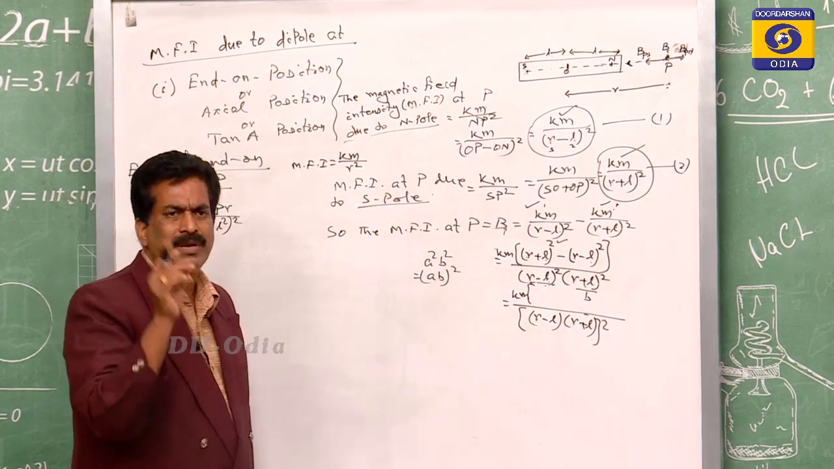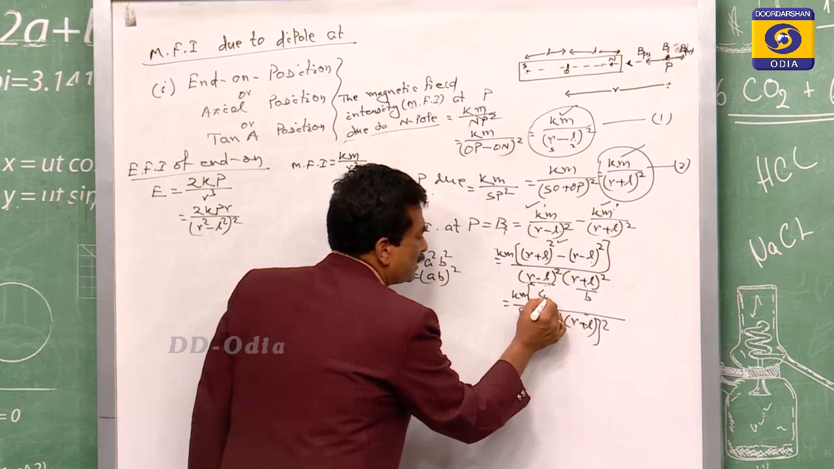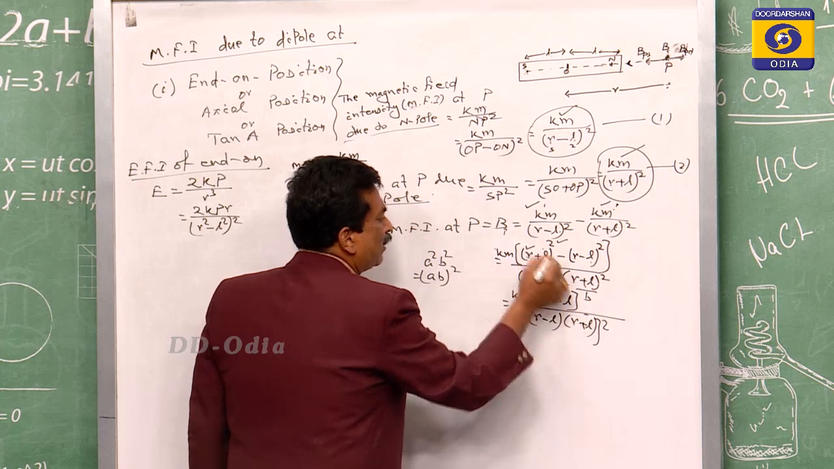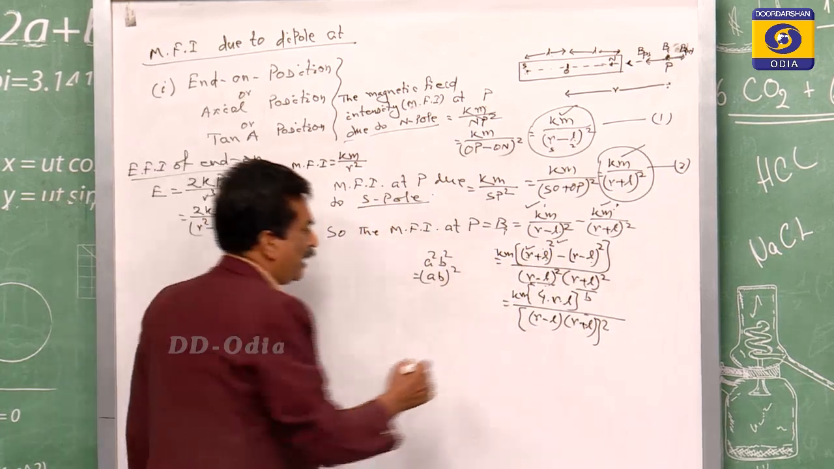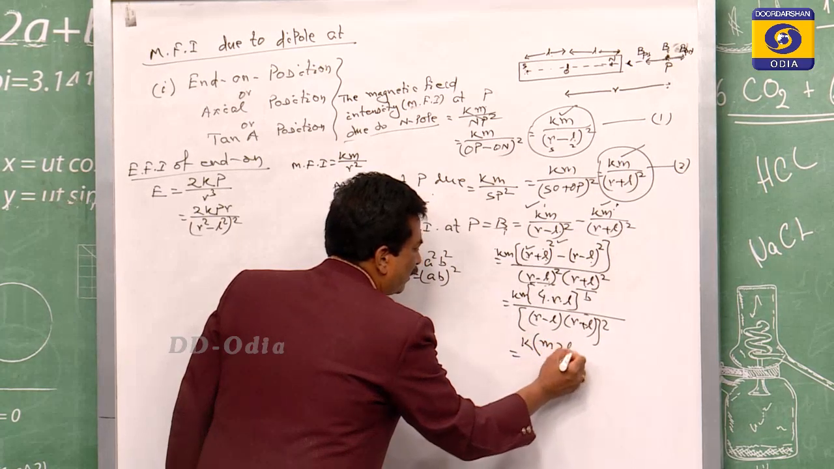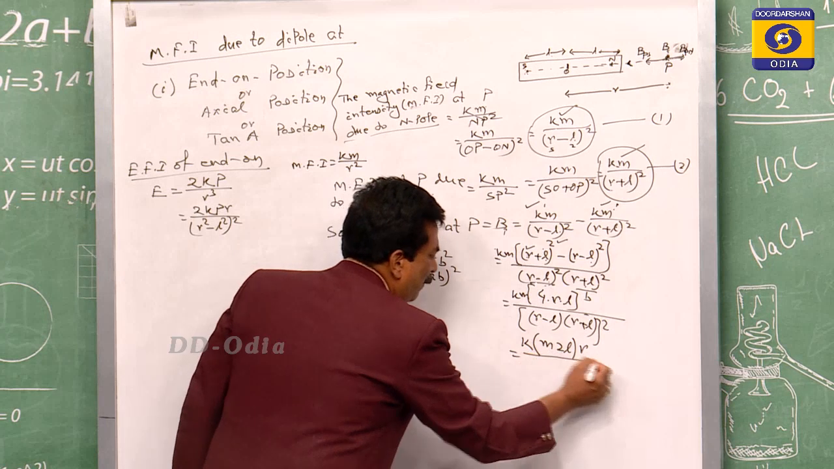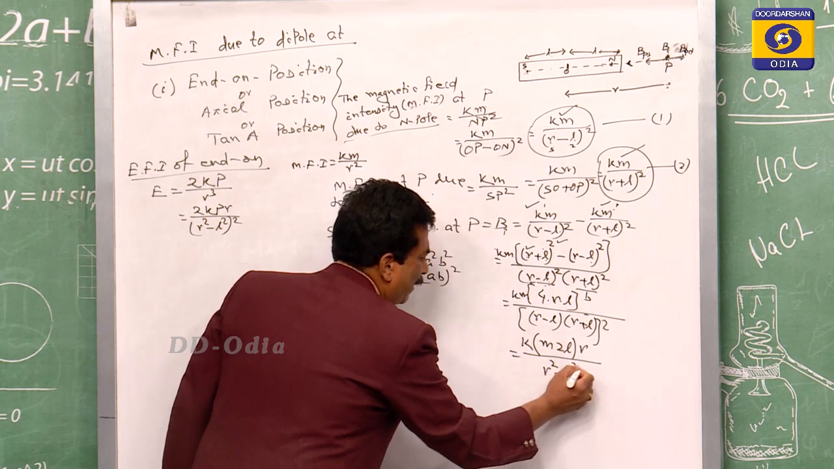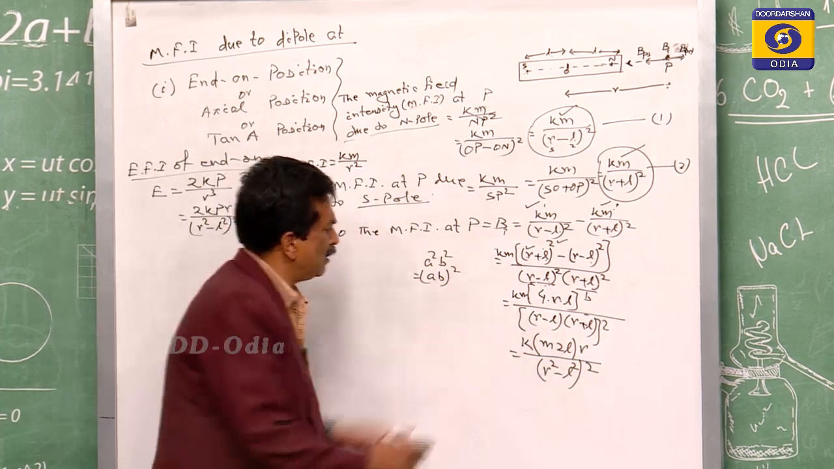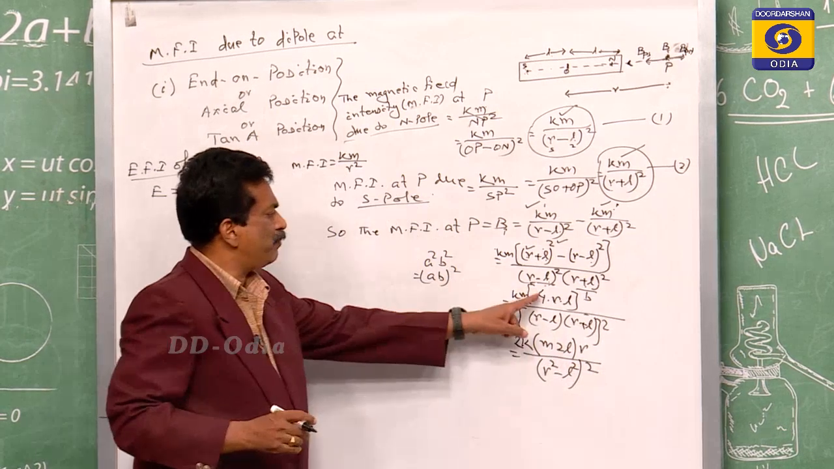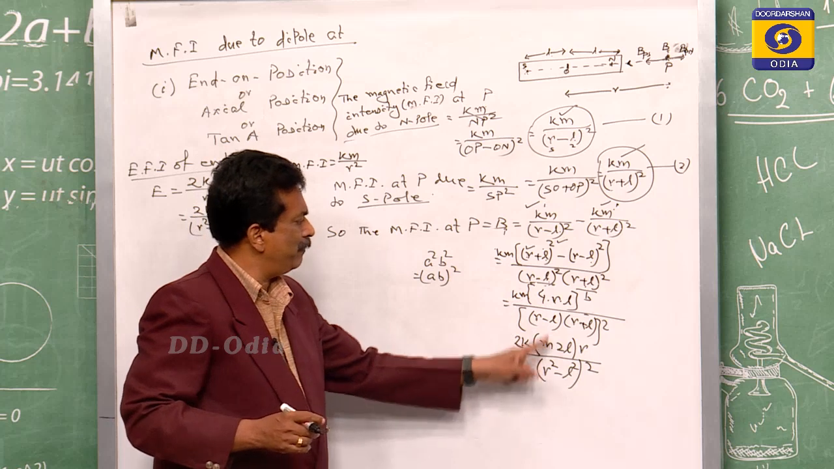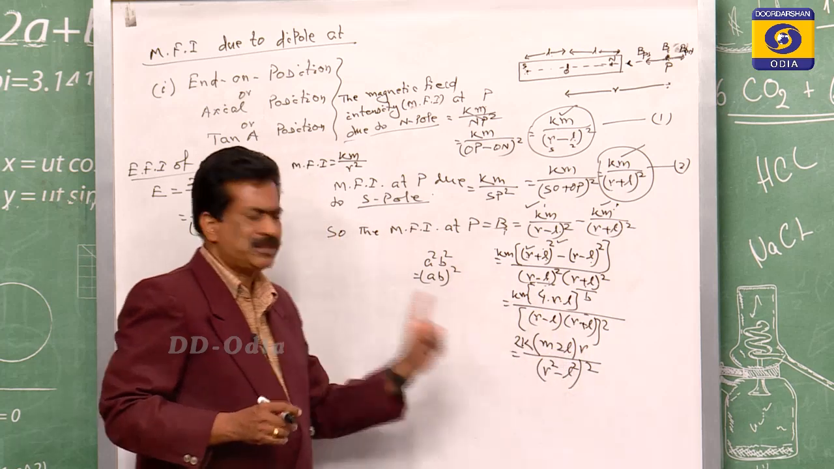So, (A plus B) whole square minus (A minus B) whole square formula is 4AB, but here A is your R, here B is your L. So, 4RL. So, that can be written as K of M of the 2L, then R by (R square minus L square) whole square. Just I rearranged, there is another 2. You see 4, 2 into 2 is the 4, KM, KM, RL, RL, just rearrange it.